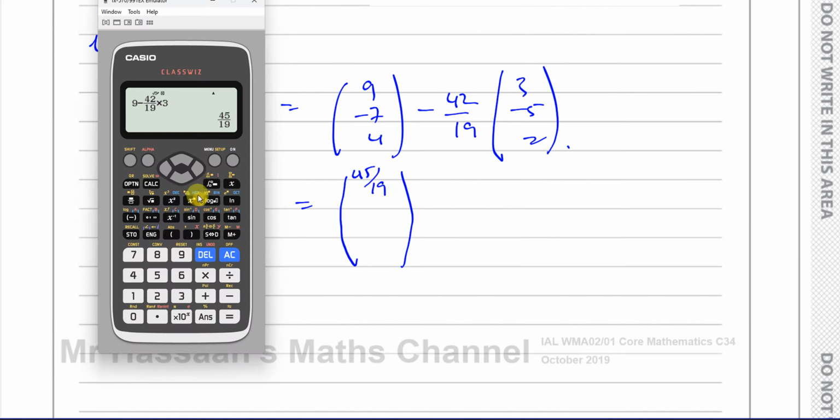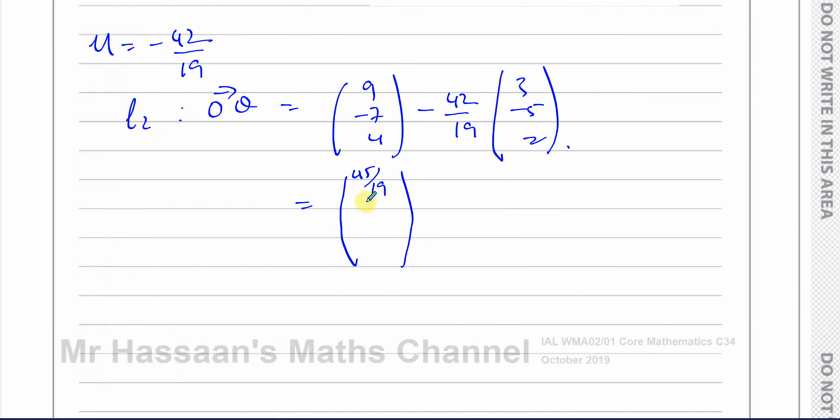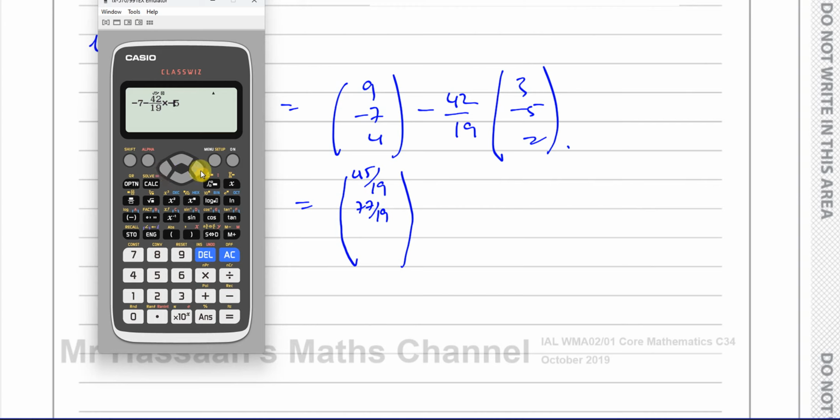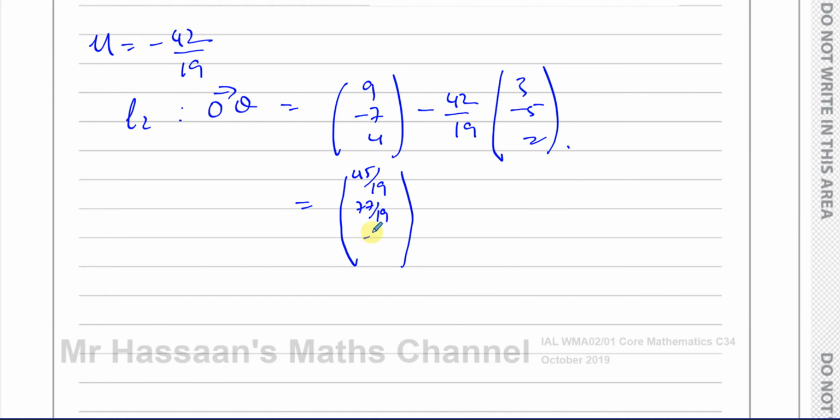And then we have minus 7, minus 42 over 19 times negative 5. That gives us 77 over 19. And finally, the last one: 4 minus 42 over 19 times 2. That gives us minus 8 over 19.